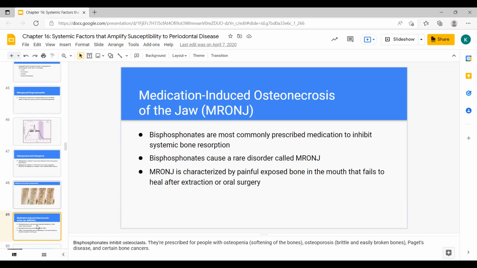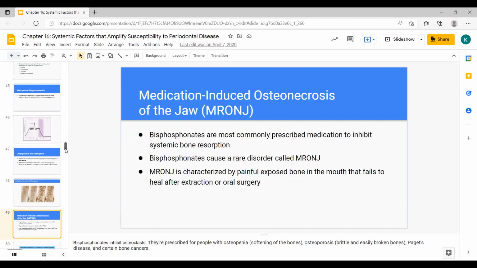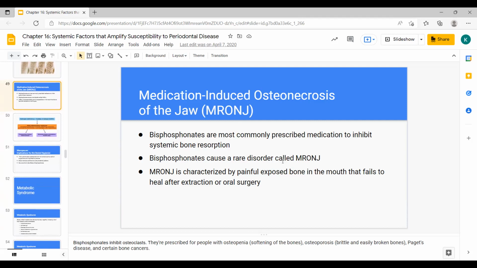So it's really important to know if a patient has any history of bisphosphonates before doing an extraction, perio surgery, any of that. I have seen osteonecrosis a couple times in private practice, so it's not all that rare, but typically patients are really good about letting you know if they're taking bisphosphonates.